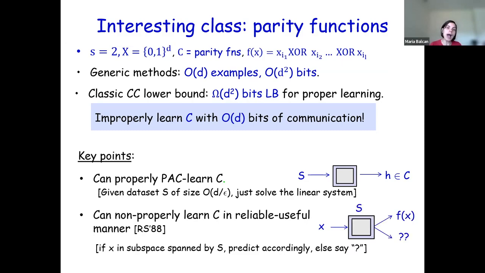But it turns out that parity functions can also be non-properly PAC learned in the so-called reliable useful model. What is the reliable useful learning model? Here we want an algorithm that either makes a prediction or says "I don't know." It is never wrong when it makes a prediction, and it says "I don't know" at most an epsilon fraction of the times. To learn parity functions in this reliable useful manner, we draw a large enough sample. If a new point X is in the subspace spanned by S, then we predict accordingly. Otherwise, we say "I don't know."